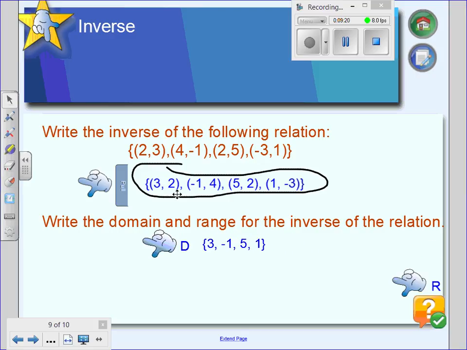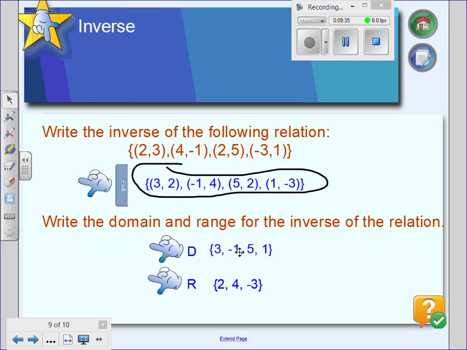So our domain is made up of 3, -1, 5, and 1. And our range is made up of 2, 4, 2 again, so we only write it once, and -3. And that concludes the lesson for today of just some basic vocabulary that we'll be using this unit.